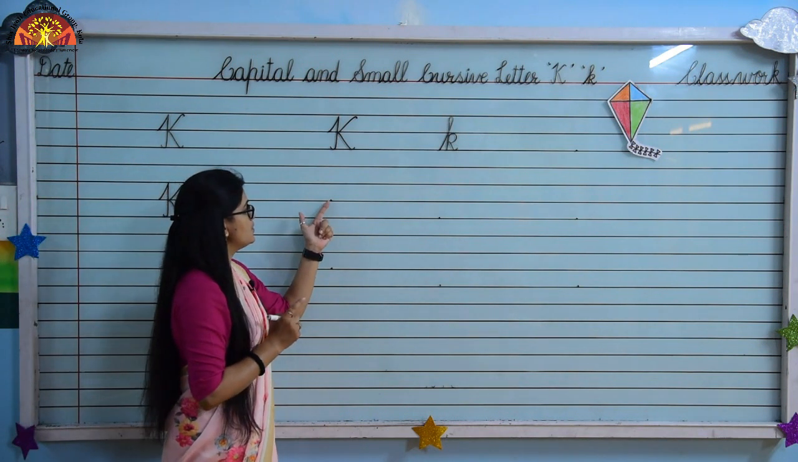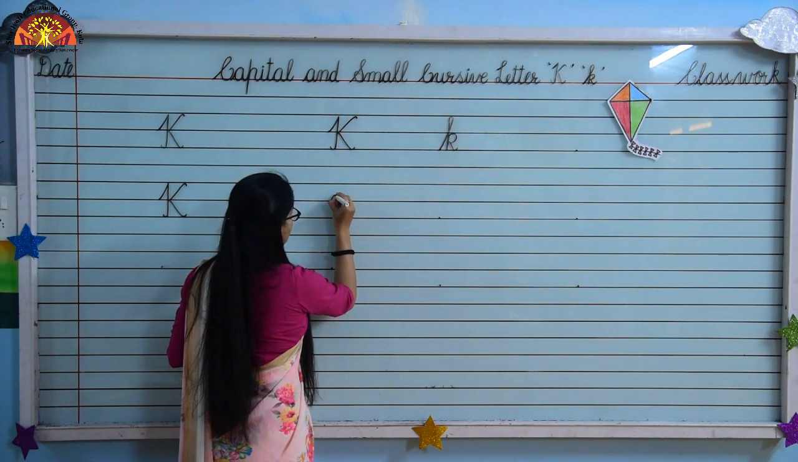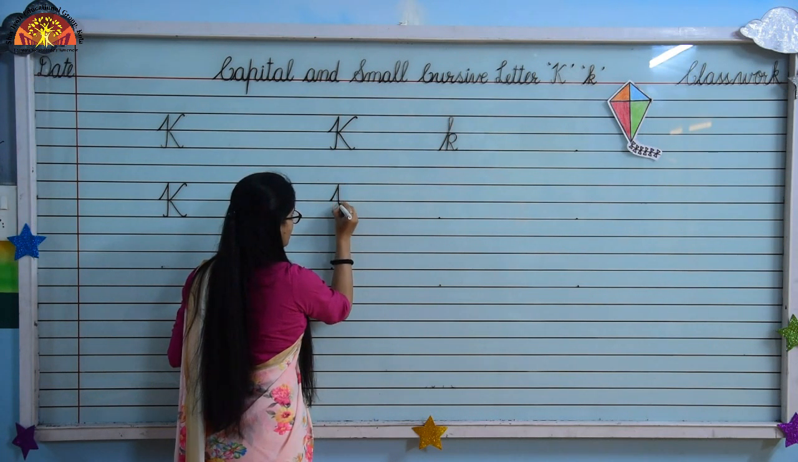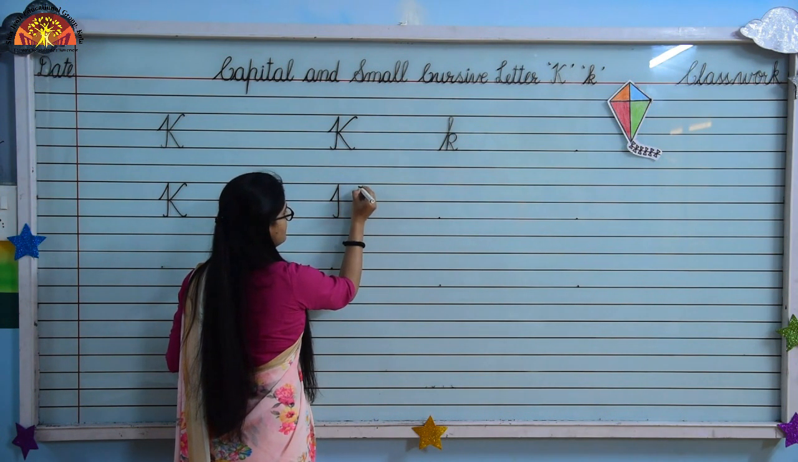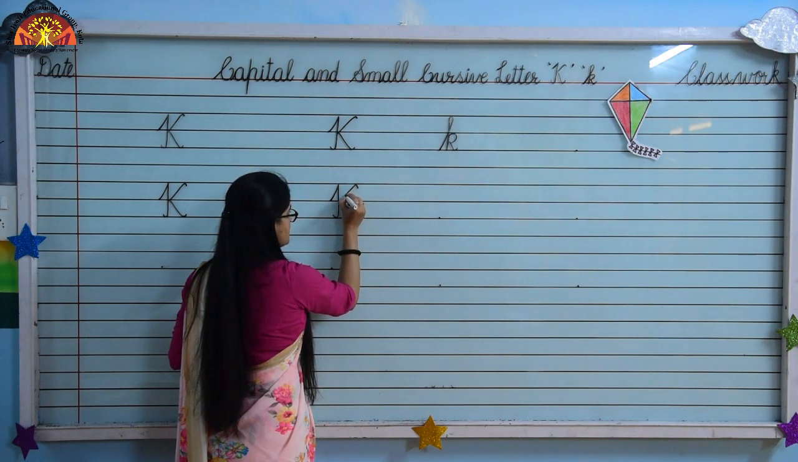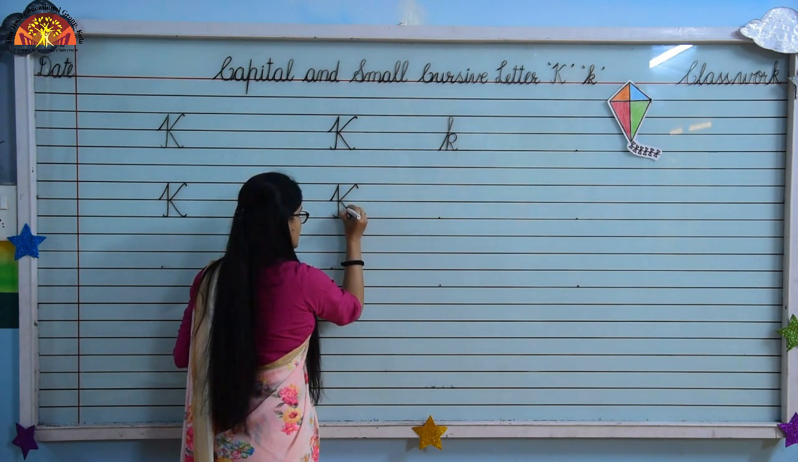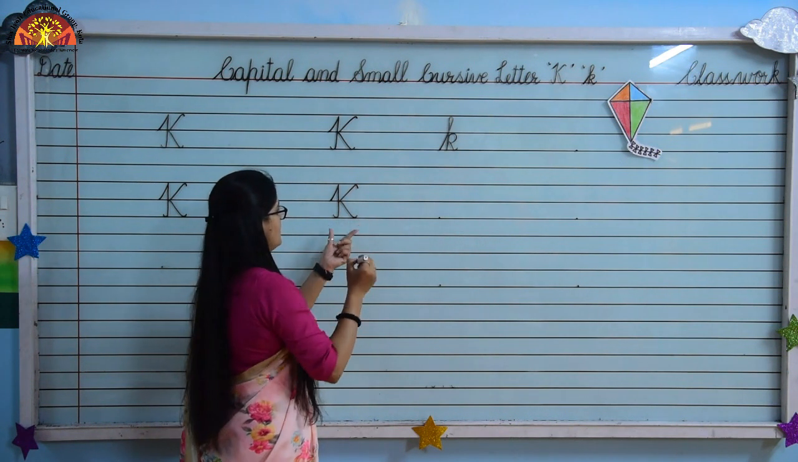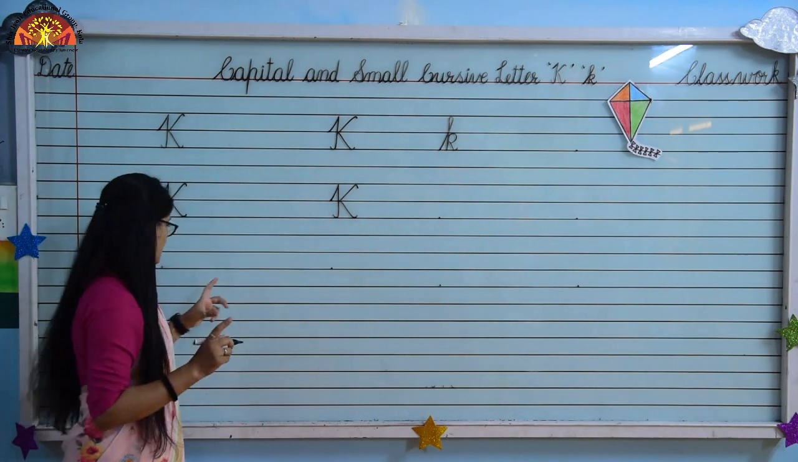Do it again. Put your pencil here on second line, draw slanting line, touch the first line, standing line, touch the third line and turn. Now put the pencil near the first line, turn, slanting line, touch the center of the standing line, again one slanting line, touch the third line and turn. So tell me kids, which letter is this? This is capital cursive K, okay?